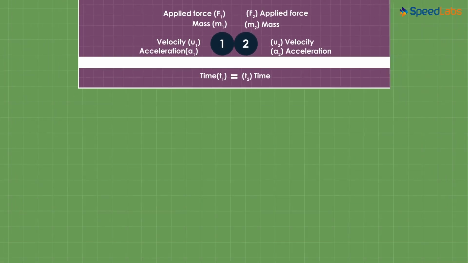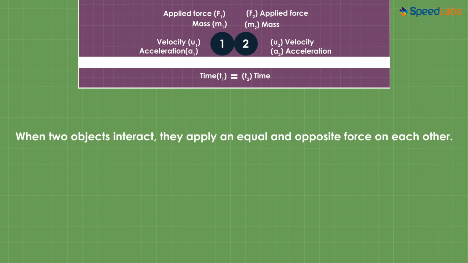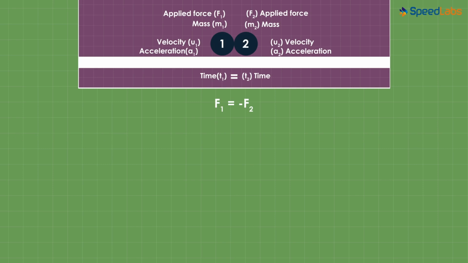Now that we have all the parameters ready, let's discuss Newton's third law. When two objects interact, they apply an equal and opposite force on each other. Hence, F1 will equal negative F2. Now, based on Newton's second law, what will F1 and F2 be equal to? Force is the product of mass and acceleration. Hence, we can say that m1a1 will equal negative m2a2.